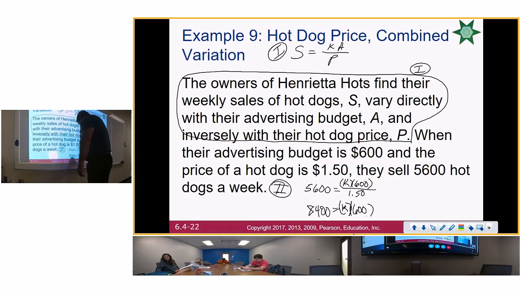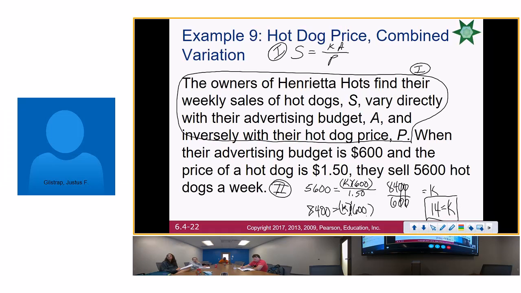Divided by 600, I'm going to show you a trick I learned in the war. K is equal to 8,400. Y'all ready for this trick? So you don't have to use a calculator, so you can strengthen your mind and so you can spell mom backwards if somebody asks you. And 84 divided by 6 is 14. So K is equal to 14.